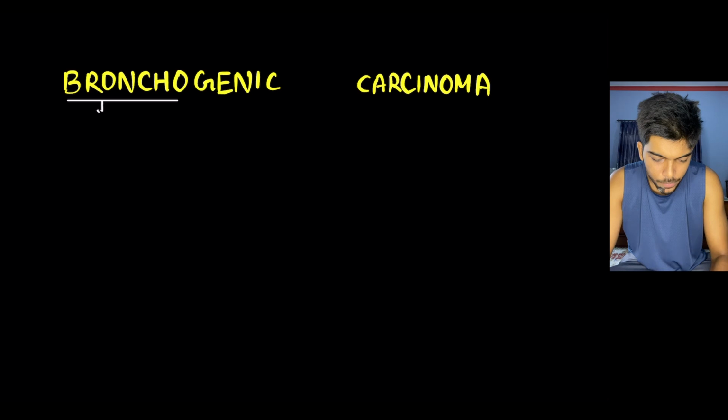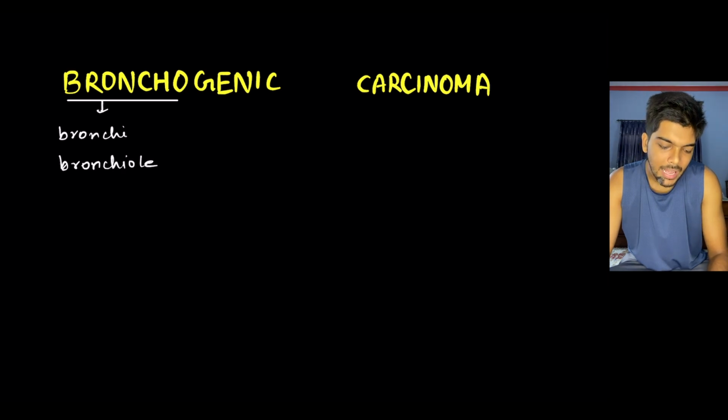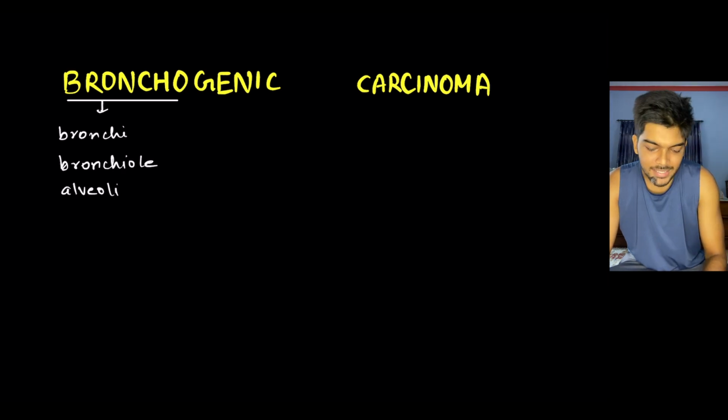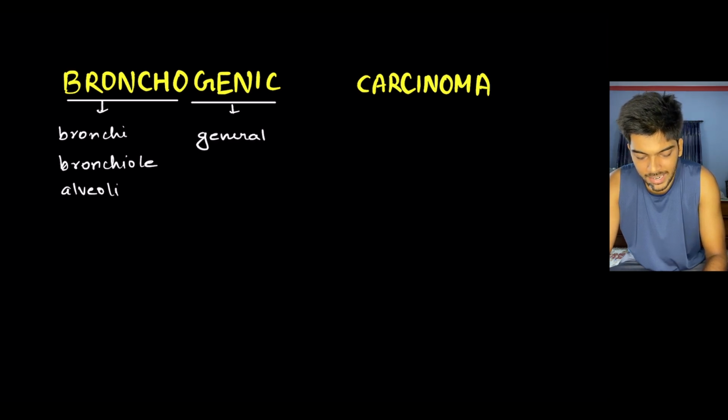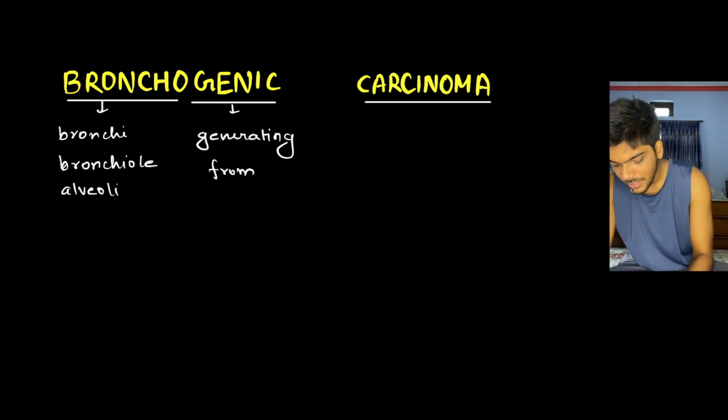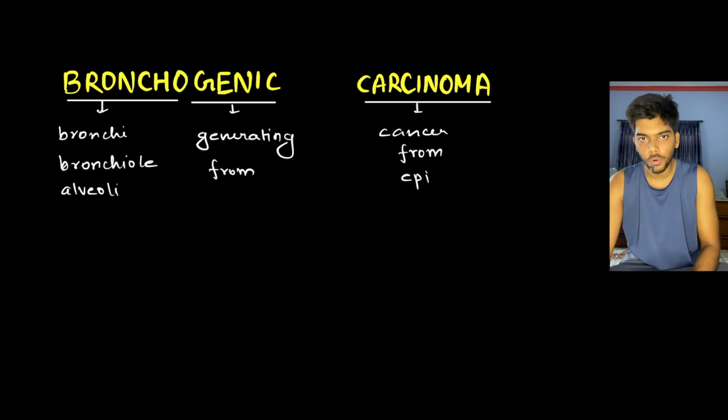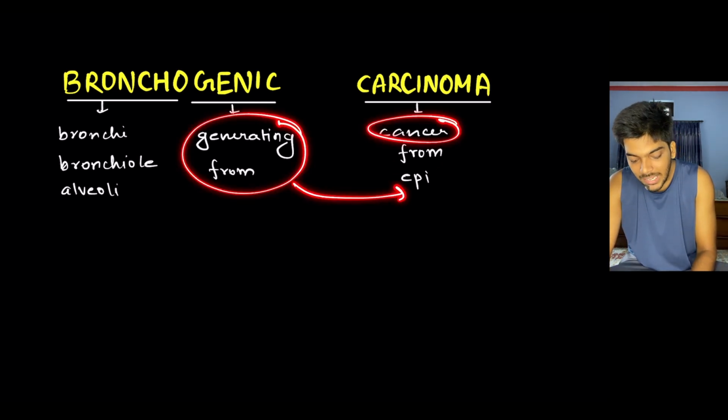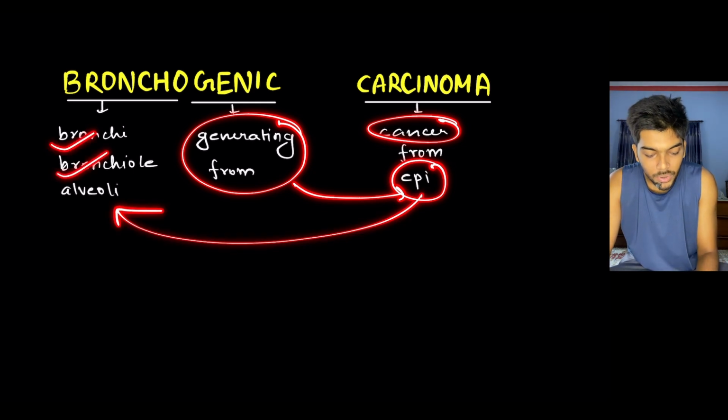Broncho refers to bronchi, bronchiole, and in this case, alveoli as well. Genic refers to generating from, and carcinoma is cancer arising from epithelium. So bronchogenic carcinoma refers to cancer generating from epithelium lining bronchi, bronchiole, and alveoli.